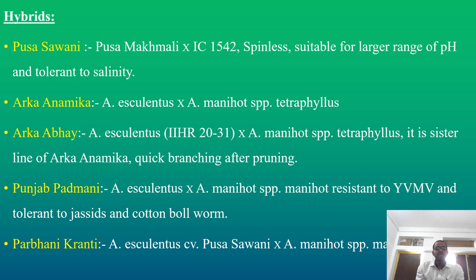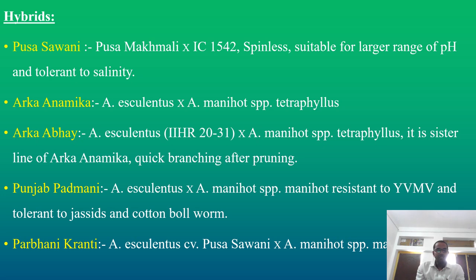And the hybrids are like Pusa Sawani, which is adapted to high pH and salinity conditions, Arka Anamika, and Arka Abhay. Arka Abhay and Arka Anamika are sister lines, but Arka Abhay can be used as a ratoon cultivar.